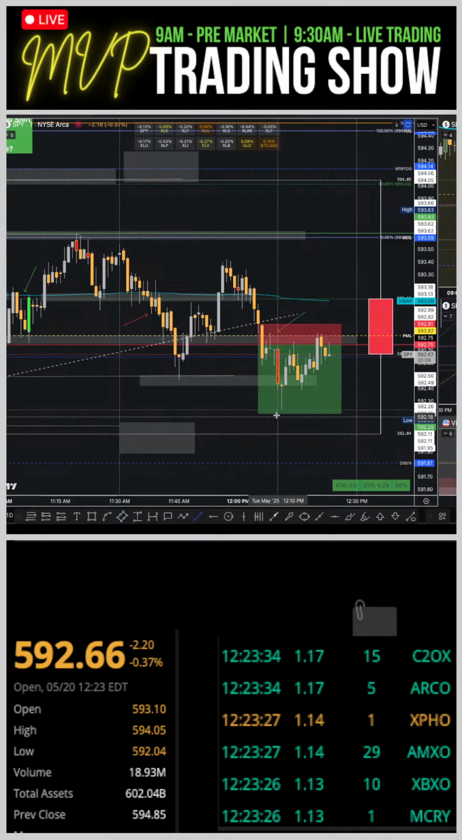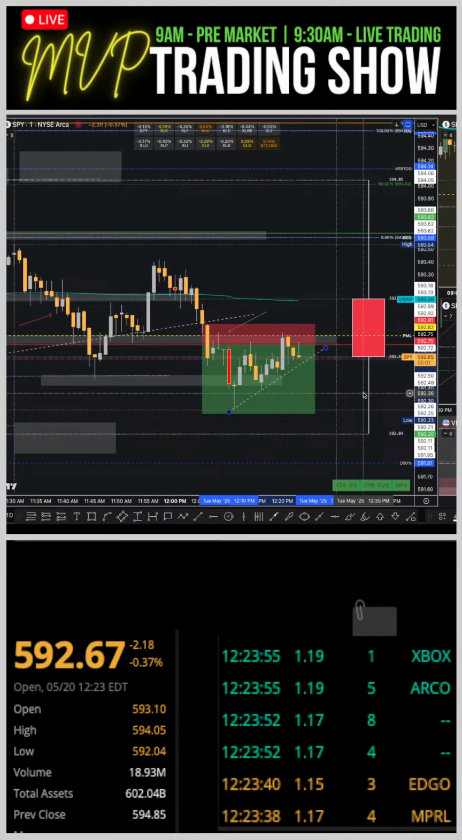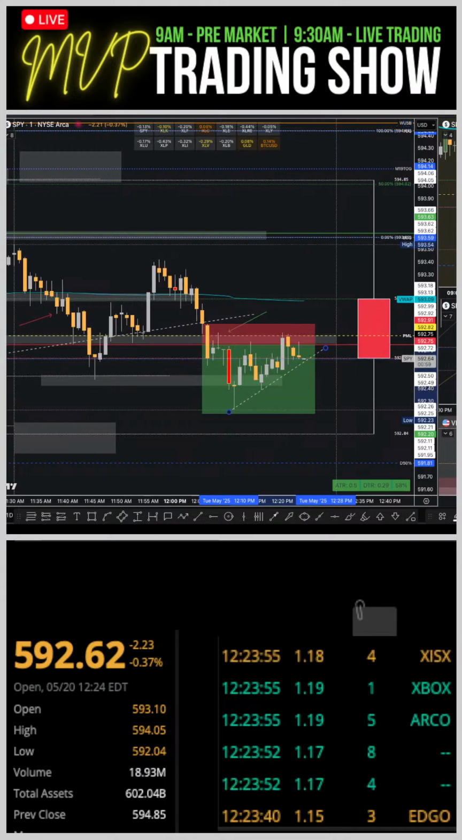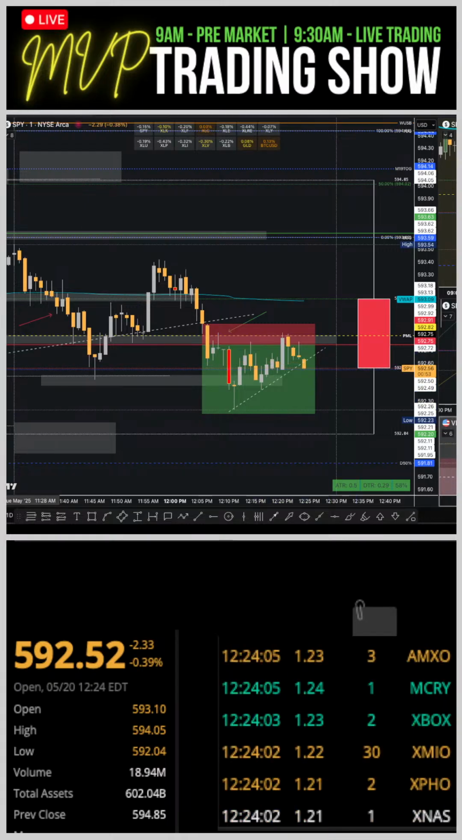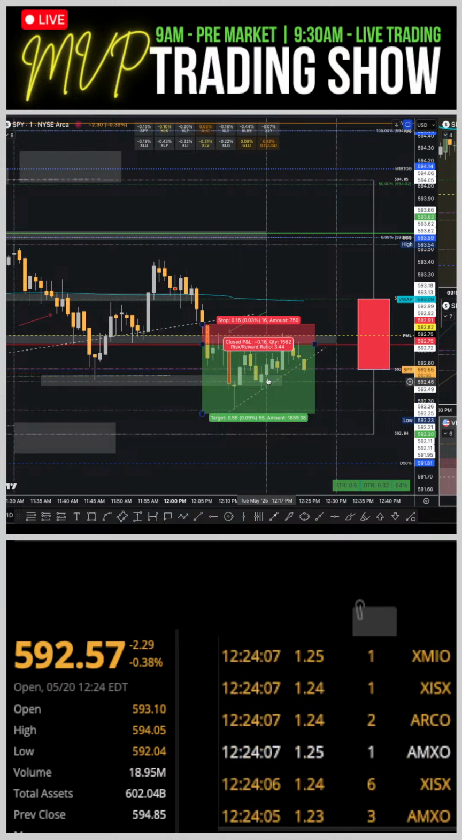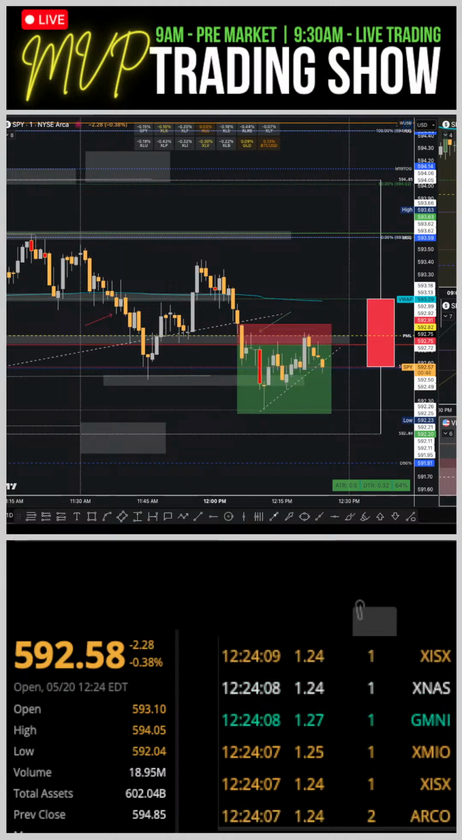Okay, we have another potential breakdown off that same level. But the only difference here is now the VIX is not doing what it was doing last time. So this can still work out, but the probability of this working out is significantly lower, from my experience, than when the VIX is making a point-to-point move.